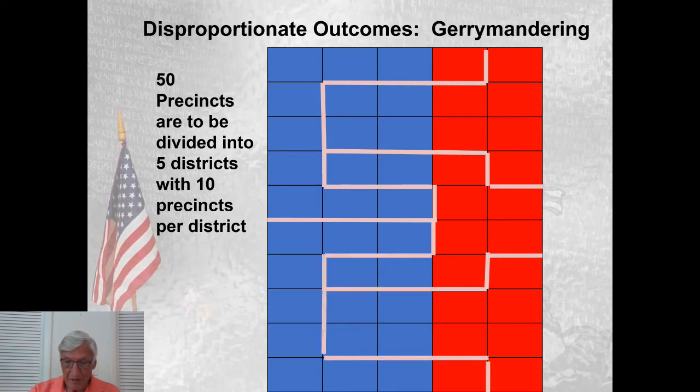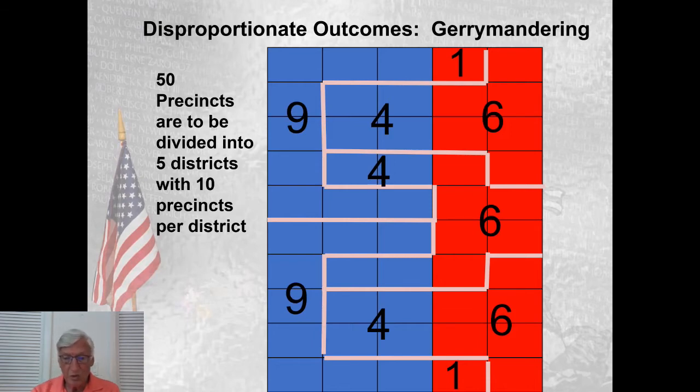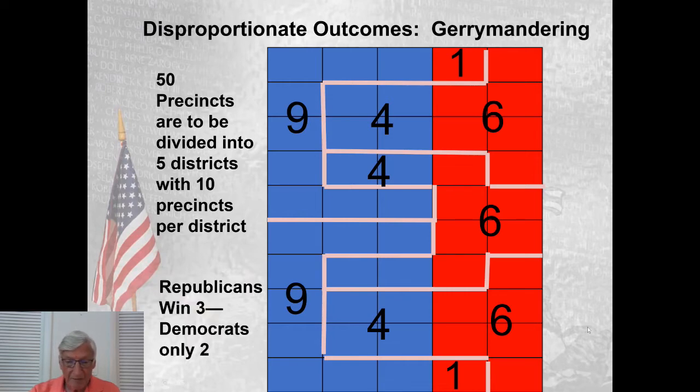And when we're done drawing lines, lo and behold, we have 2 Democrat districts and 3 Republicans, even though the Democrats have 60% of the vote in this particular hypothetical example. Republicans win 3, Democrats only 2.